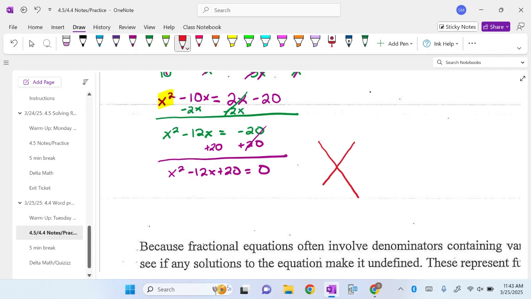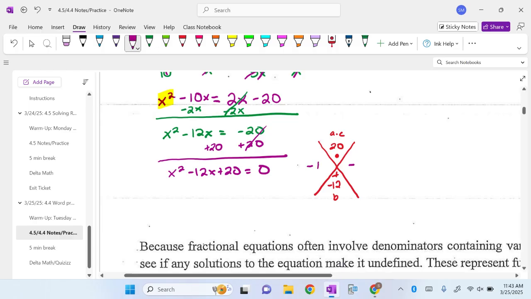So I'm going to do my big X. What goes on top of the big X? A times C, which is 20, because that's 1 times 20. What goes on the bottom? Our b value, or negative 12. So I need two numbers that multiply to give me positive 20, add to give me negative 12. So if we're multiplying to get a positive number but adding to get a negative number, that means both my signs are negative. So what do you think those two numbers are, Landon? Negative 10, negative 2. Good.